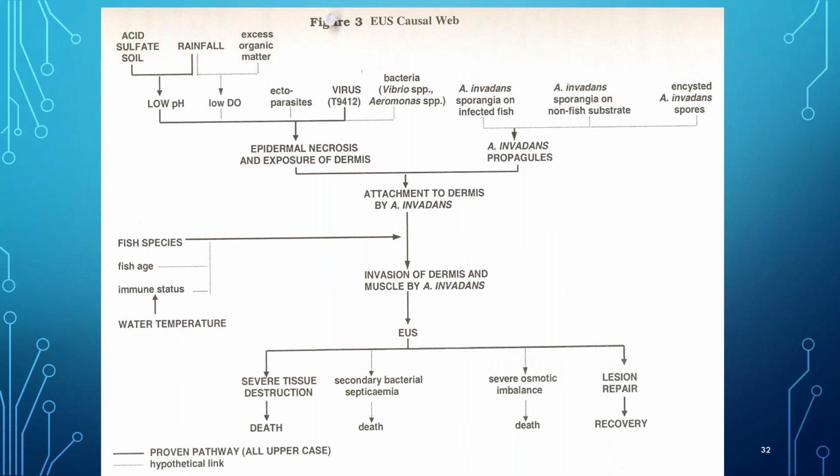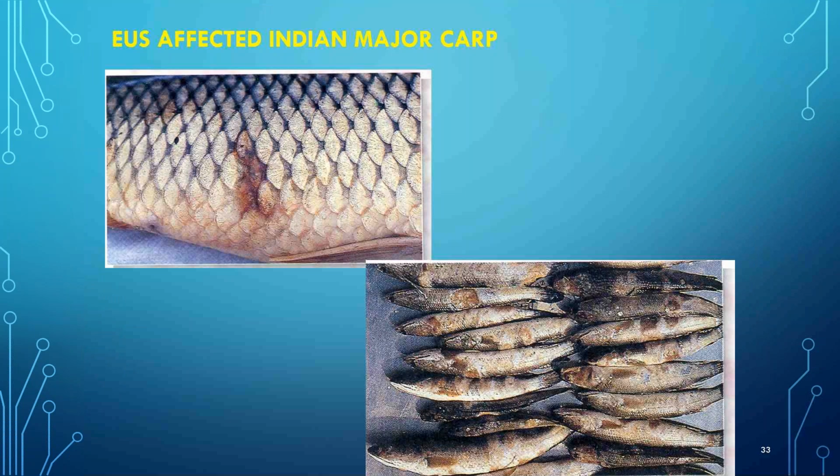The center is typically red with a white margin. Lesions are characterized by deep ulcers that may extend into the visceral cavity. Invasive non-septate hyphae may be visible on a wet mount, and histologically often accompanied by a granulomatous tissue response. These are a few EUS affected fish species.